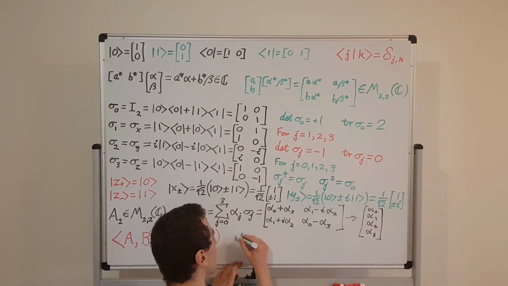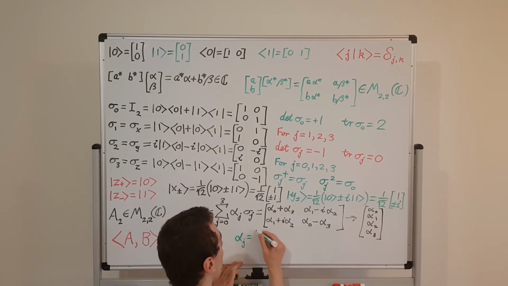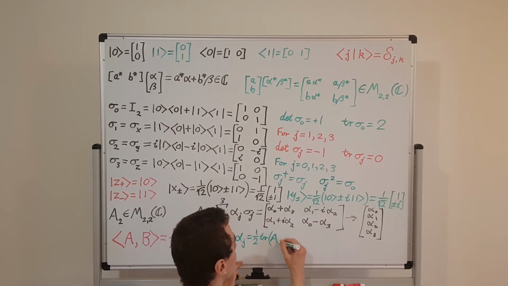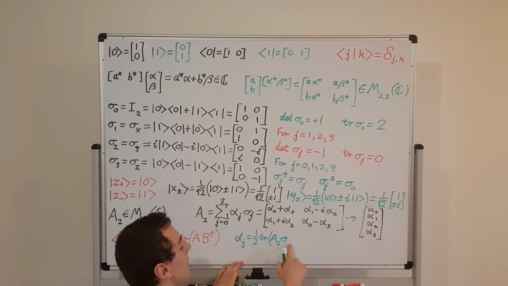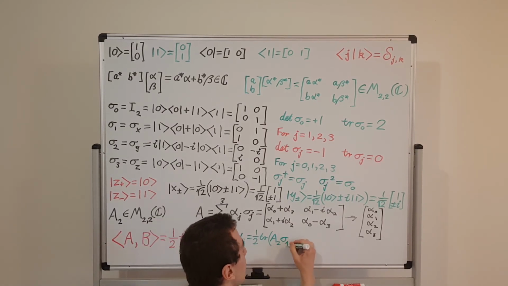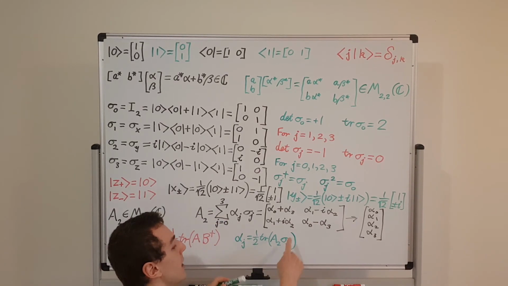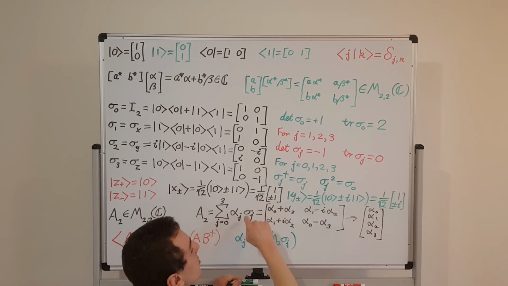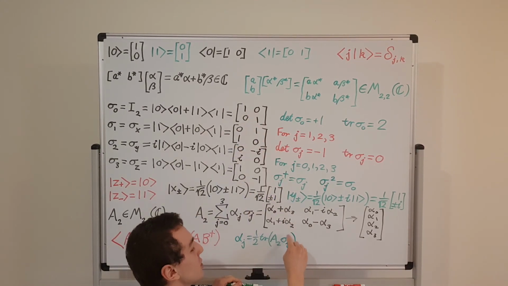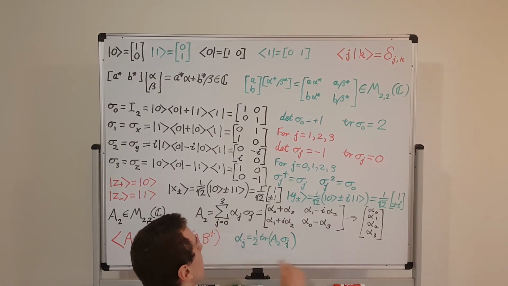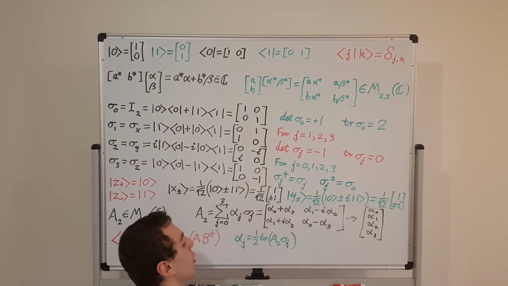These alpha j's can be found by taking 1/2 of the trace of this matrix A and taking the product with the associated sigma j, this Pauli operator. I don't have to take the Hermitian adjoint because these matrices are all Hermitian. So putting an extra dagger over here would be exactly the same. It wouldn't change anything. So this is how you would find the coefficients in this linear combination.